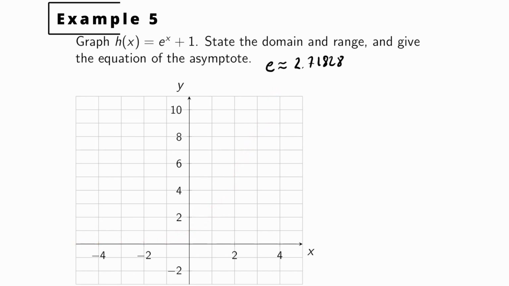So really all this is just shift it up 1 unit, right? So the y-intercept is going to be right here, and then the asymptote is going to be shifted up off the x-axis by 1 unit. So the asymptote is now going to be the line y equals 1. And like I said, other than that, it's going to have the same shape as 2 to the x or 3 to the x. So it's going to look like this. That's it.